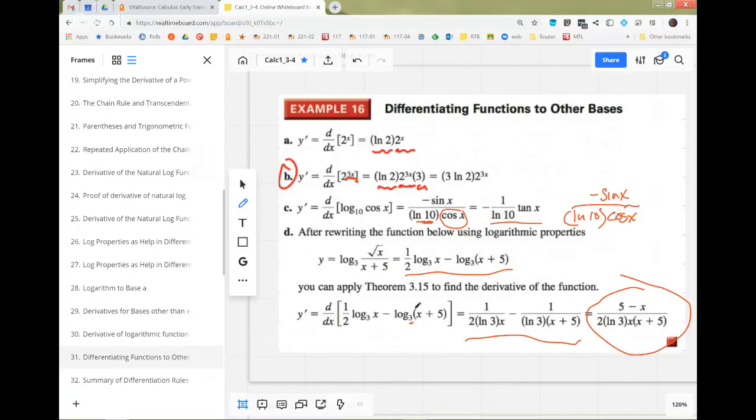So the derivative of a log is 1 over that thing times the natural log of that thing's base on the bottom. And then, in this case, we have a chain rule because we have an inner function, cosine x. And when we do the chain rule, the derivative of the cosine is minus the sine.